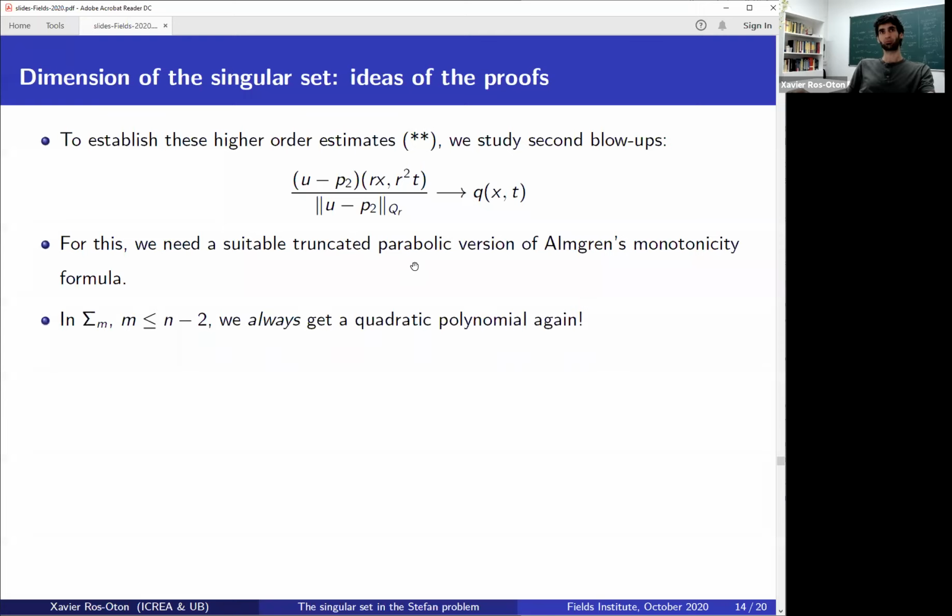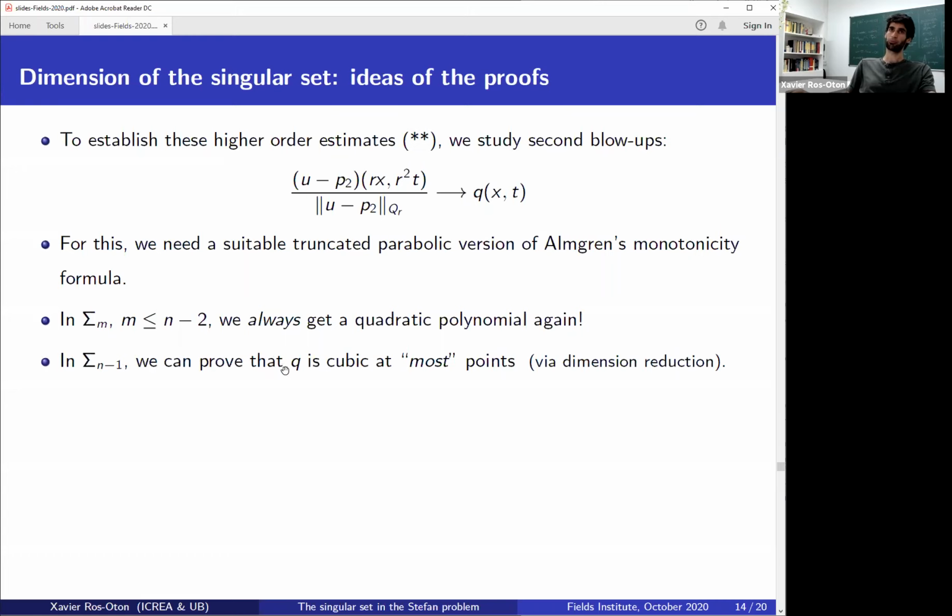Okay. Then, if you do this procedure, in sigma m, when m is less or equal than n minus 2, we always get a quadratic polynomial again. So you did nothing, in a sense. This is really not telling us a better expansion because you get quadratic again, so you get no extra information. Okay, but in sigma n minus 1, then we can prove that Q is actually a cubic function, and by cubic I mean homogeneous of degree 3. It's a cubic function at most points via a dimension reduction using this Almgren monotonicity formula.